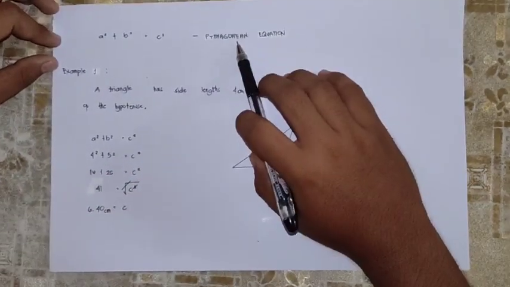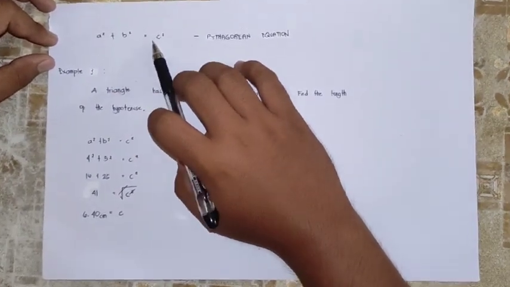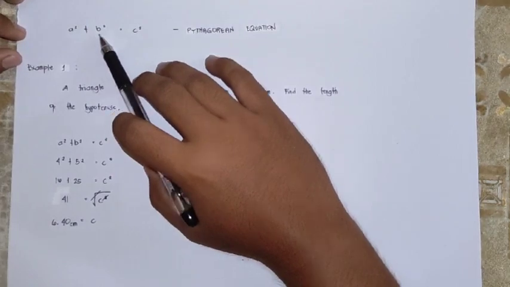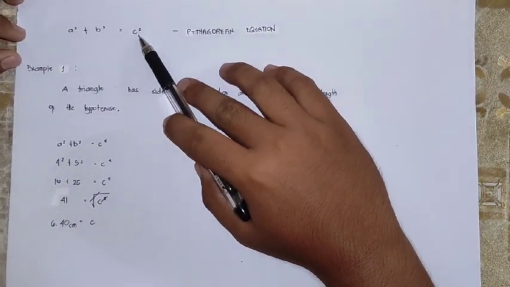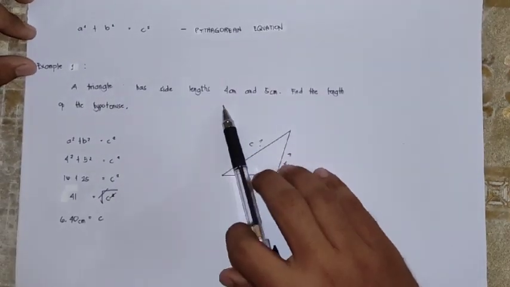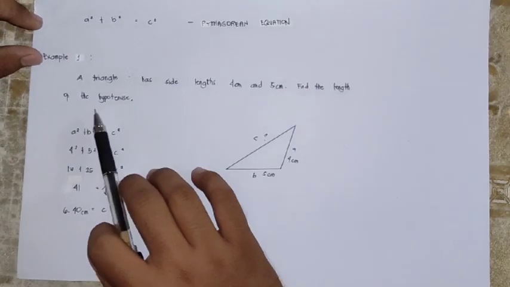So, this is our Pythagorean equation. A squared plus B squared is equal to C squared, where A and B are the legs of the triangle and C is the hypotenuse. So, example 1. A triangle has side lengths of 4 cm and 5 cm. Find the length of the hypotenuse.